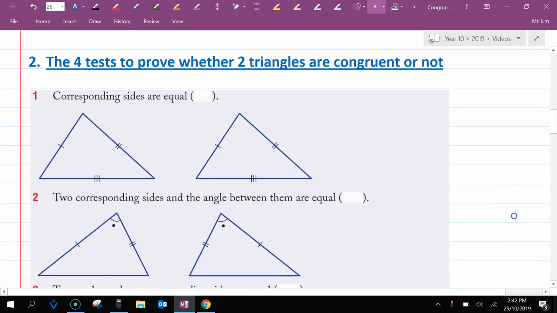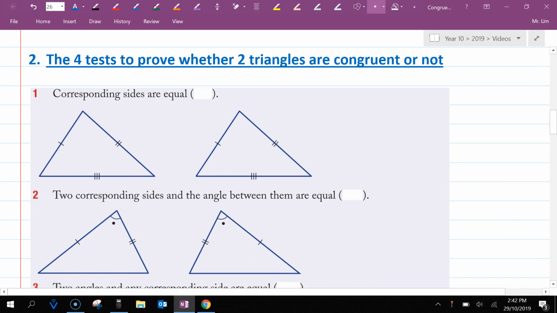Okay, so let's have a look at the 4 tests to prove whether two triangles are congruent or not. The first test is corresponding sides are equal, or SSS, side, side, side. That means this one corresponds with that one, this one matches with that, and this corresponds with that one. So we've got 3 pairs of corresponding sides.